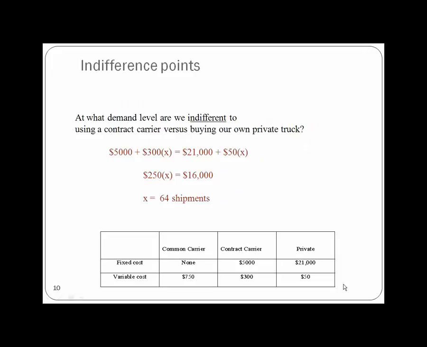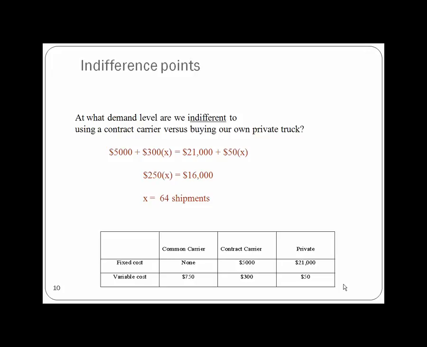I might be interested in at what demand level we're indifferent to using a contract carrier versus buying or leasing our own private truck. And this is what we mean by the indifference point. So what I do is I set the cost curve for the contract carrier equal to the cost curve for the private truck, whether we're leasing or buying it, and basically solve for X, which is the number of shipments. So in this particular case, we've got to be sure we understand demand level is the number of shipments we seek to make. And it turns out, if we do the basic algebra here, once we get to about 64 shipments, we're indifferent to either one of these.